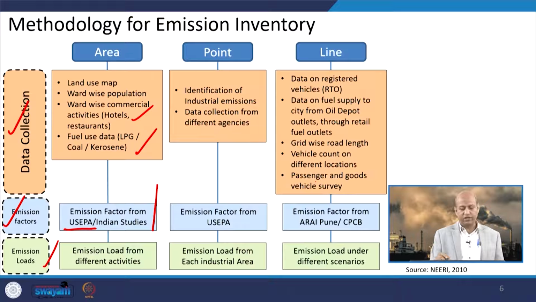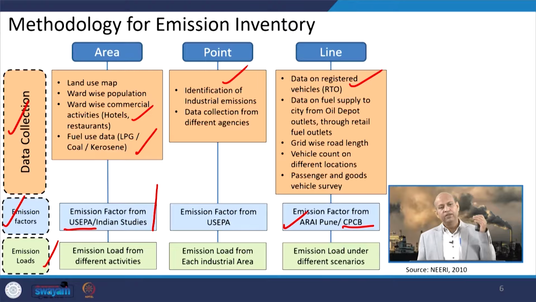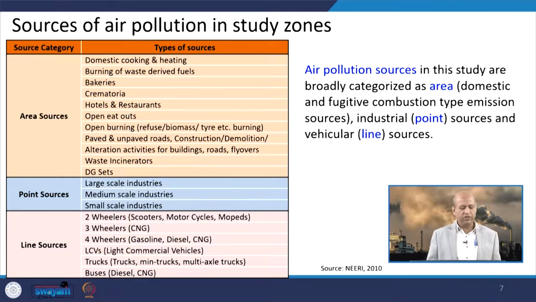For line sources like vehicular categories, first of all we need to collect data from the RTO office, where we can get different categories of vehicles, numbers and age etc. So, all those data, then emission factors from our Pune based institute, which is an automobile related institute, and then CPCB related emission factors are also there. For point source we need to identify how many industries or power plants are there. In the zones considered in this study there are no power plants, but beyond that power plants are there. So, they have also been incorporated.